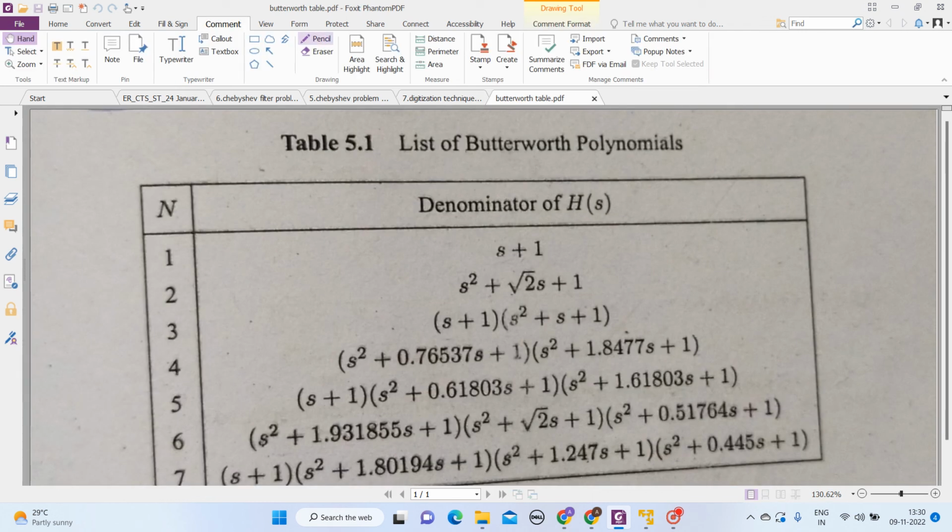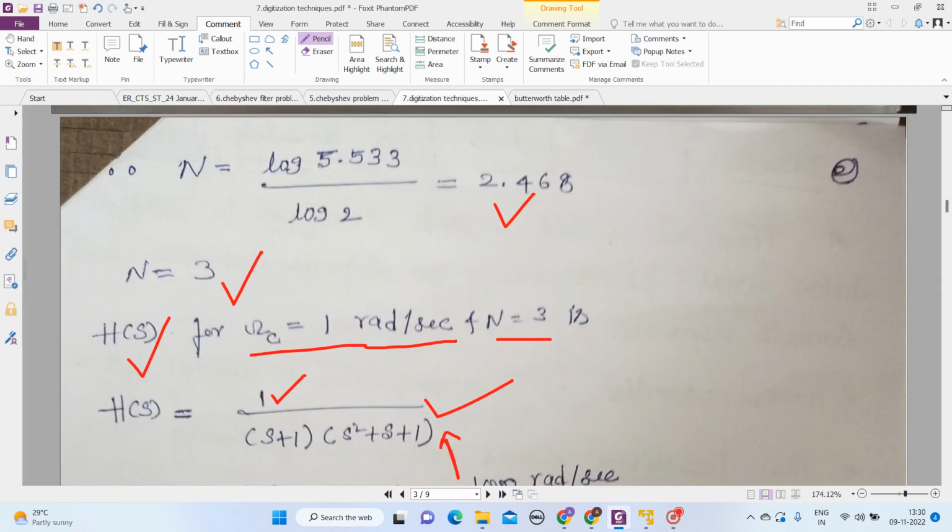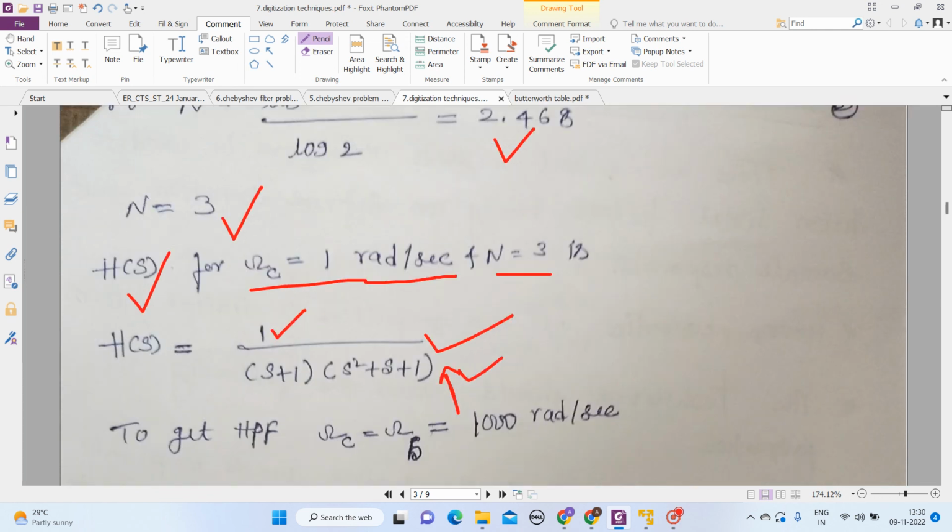the denominator of the transfer function H of S is (s plus 1)(s square plus s plus 1). I have used that one only. See here, (s plus 1)(s square plus s plus 1). This is our low pass filter analog transfer function.